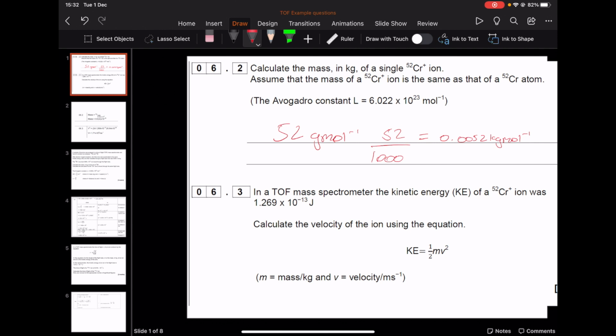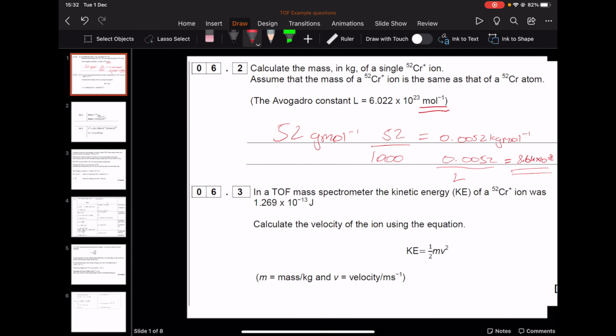Now the way in which I'm going to get rid of the mole part is I then have to divide it by Avogadro's constant, because as you can see, the unit for Avogadro's constant is 1 over mole. So if I do 0.0052 over L, I'm just going to say L because that's what Avogadro's constant is, that gives me 8.64 times 10 to the minus 26. And that is my mass in kg of a chromium ion.